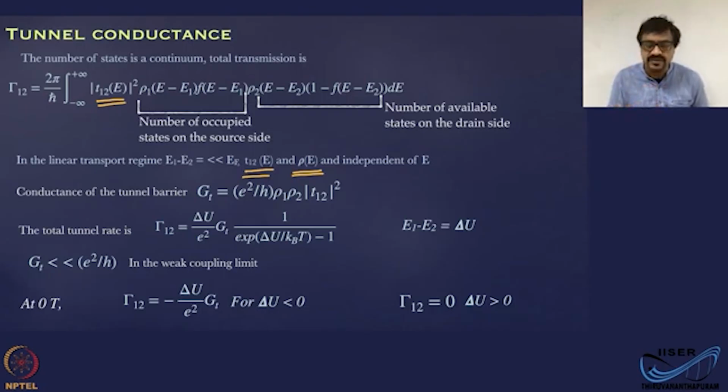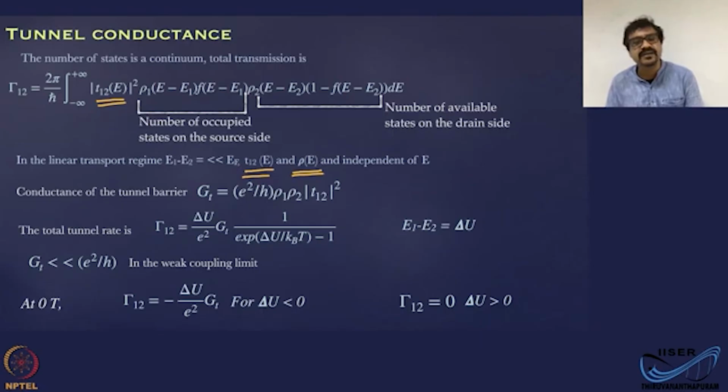Okay, so you can say that T12 and rho are relatively independent of energy, and you can take those two terms out of this integral. So we can remove rho 1 and rho 2, both of which we have now assumed to be independent of energy, and the transmittivity T12. All these together, I'm going to assume, make a conductor, so tunnel conductance GT. Okay. Now what we are left with is only Fermi functions inside the integral.